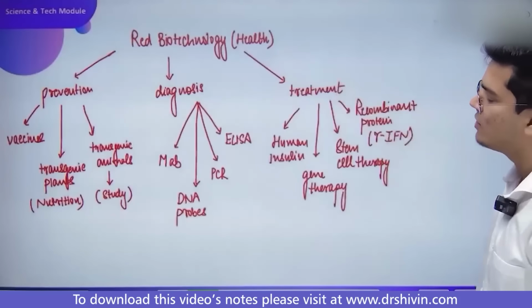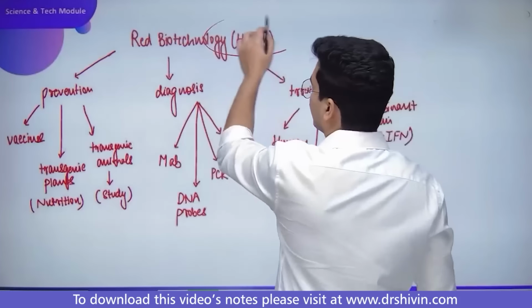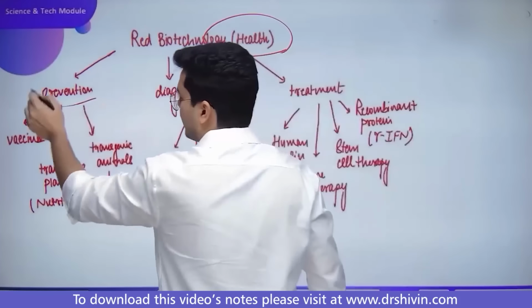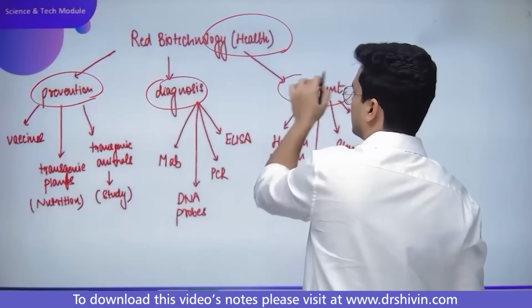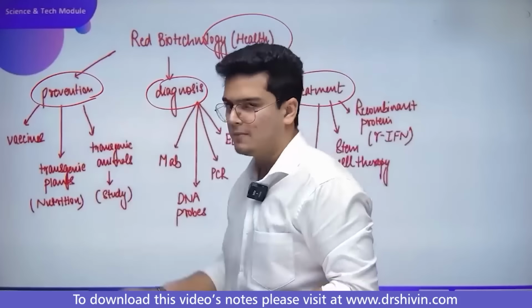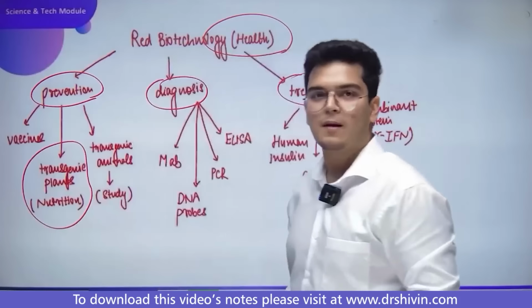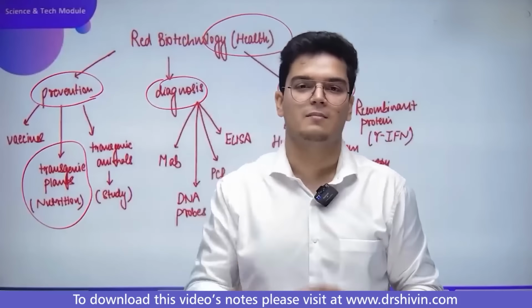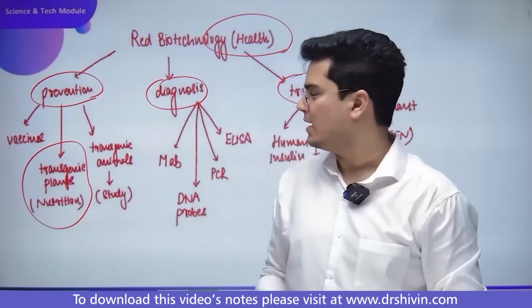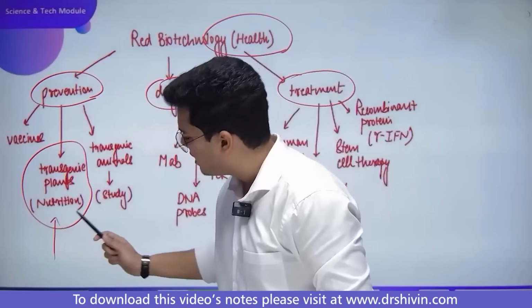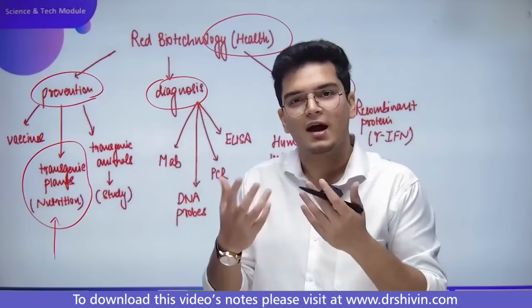Then there is red biotechnology. Red biotechnology is in health. Health में तीन चीजें होती हैं: prevention, diagnosis, treatment. What is prevention? Prevention में I can first make transgenic plants. Transgenic plants ऐसे बनाओ जिससे आपको nutrition better मिले. You will get better food, right? So when you get better nutrition and food, you will not have disease.